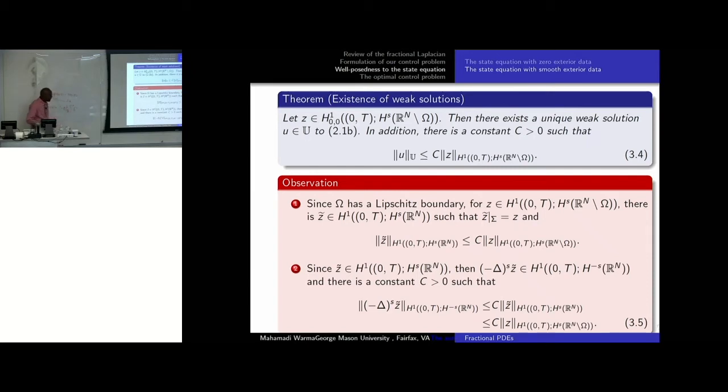And also we have this continuous dependence, that the norm of the fractional Laplacian of the extension is less than a constant times the norm of the extension in R^n. But we know that for this extension, we can use this inequality to have that it is less than a constant times the norm of Z with values in H^s of the complement. That's why we can use that to have this continuous dependence of the solution with respect to the data Z.